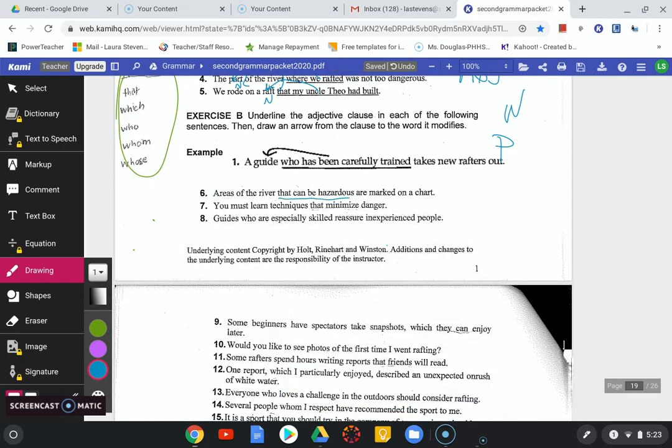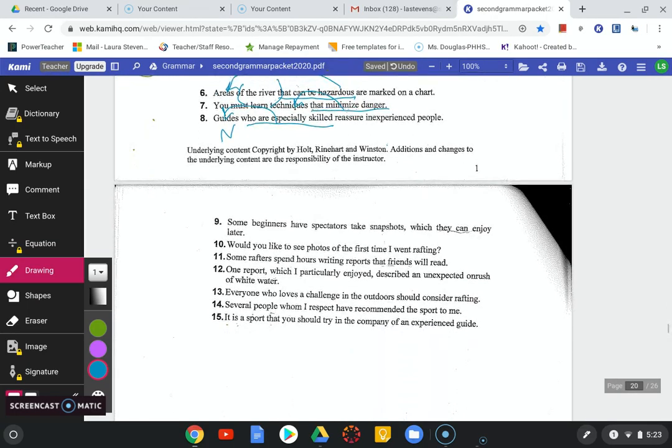Okay, that can be hazardous. What is it? An area, right? That minimizes danger. What minimizes danger? The techniques, right? The camping techniques. Who are especially skilled? Who are the guides? Yes, they are. And which they can enjoy later. Snapshots. That I went rafting. Oh, do you see how it's? Oh, that's sneaky. When did you go rafting? The time?